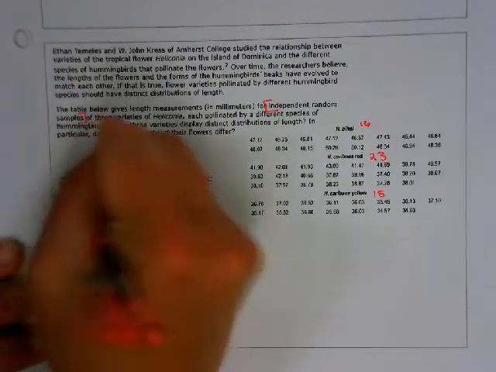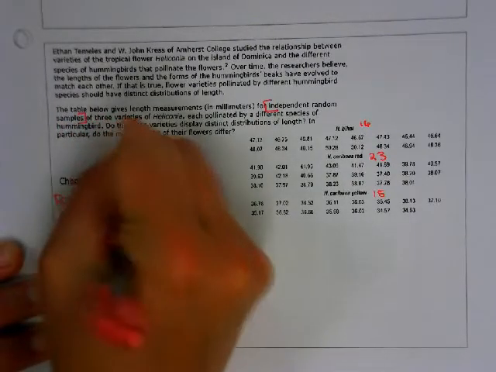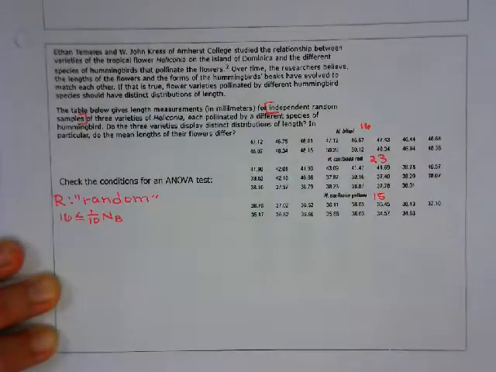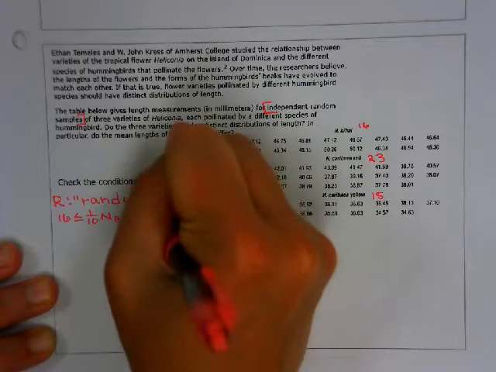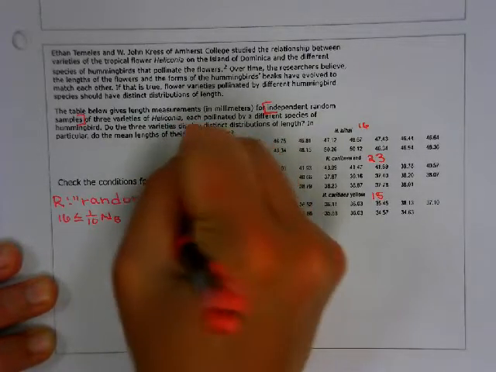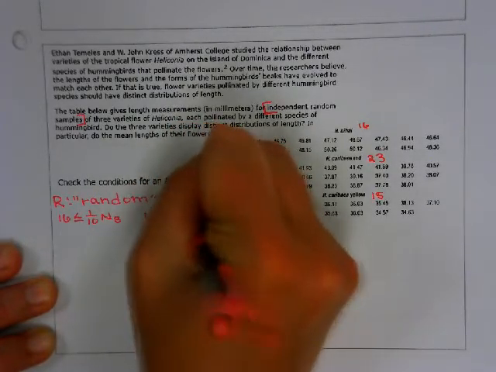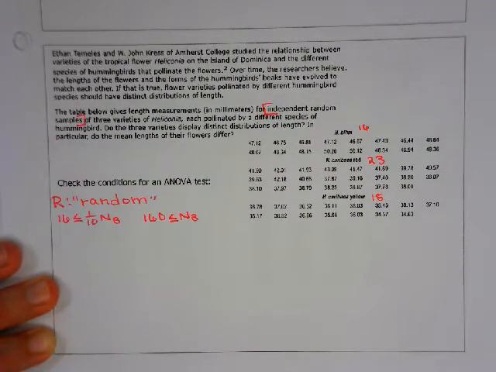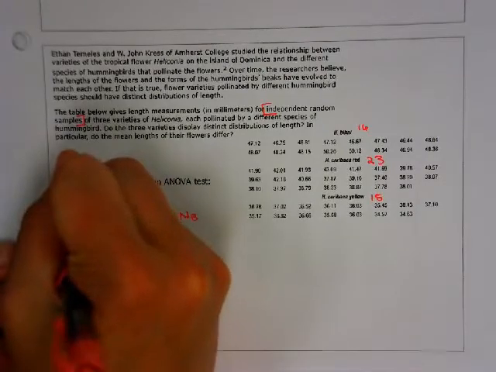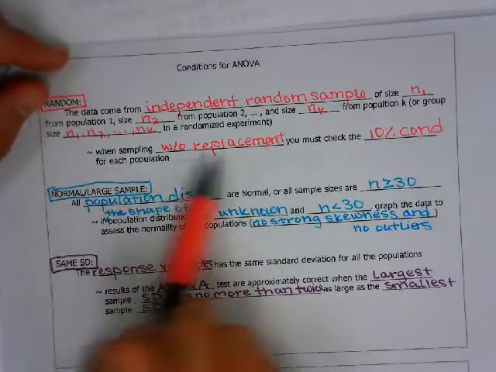Wait, I'm sorry, but it looks like close together and the same color. Well, I'm still working with random. It says if you're sampling without replacement, you have to check the 10% condition. But there's already random.